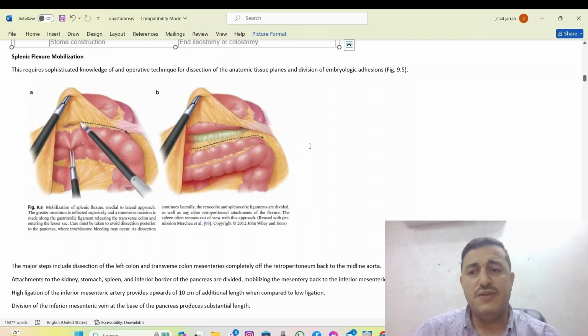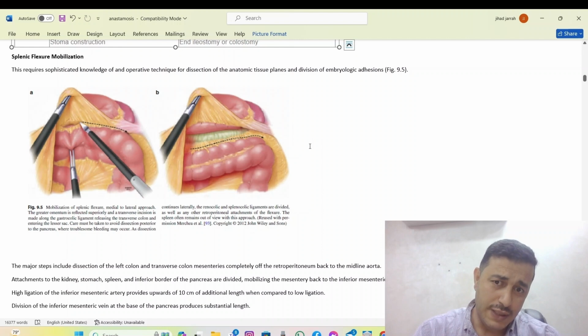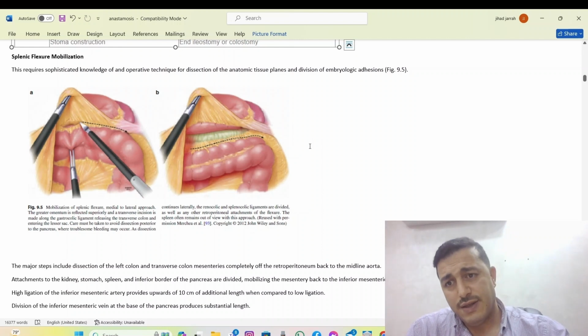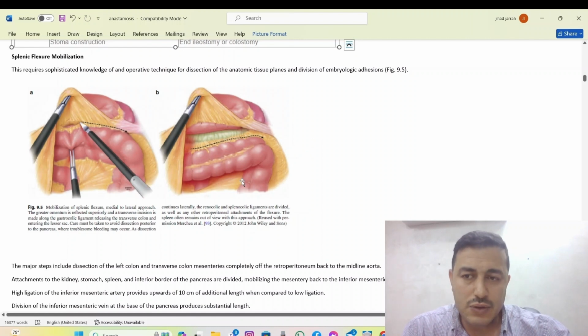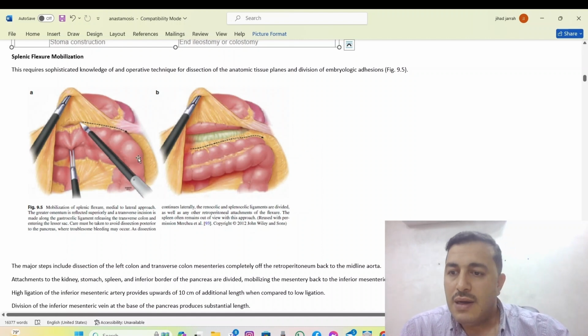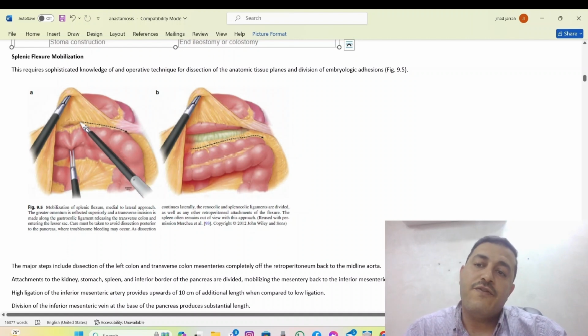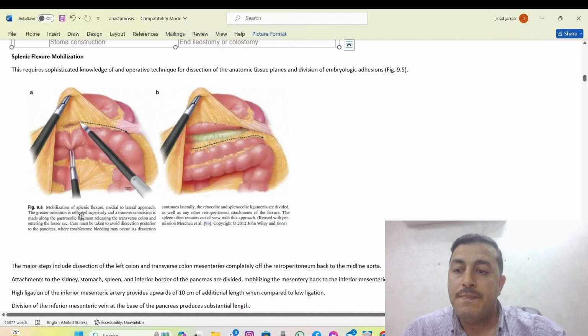We have different approaches: medial to lateral approach, lateral to medial approach. In this picture, they show you how the medial to lateral approach works, and the first step is actually to elevate the greater omentum. This is the greater omentum. When you retract it up, you will see what we call the gastrocolic ligament, and dissection from medial to lateral until we reach the splenic flexure.